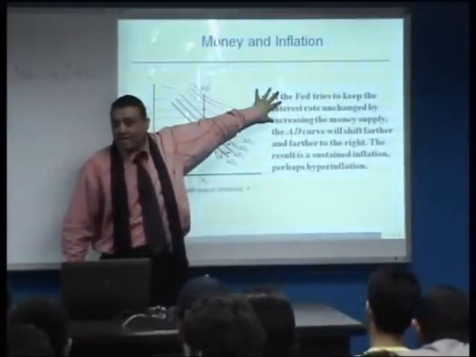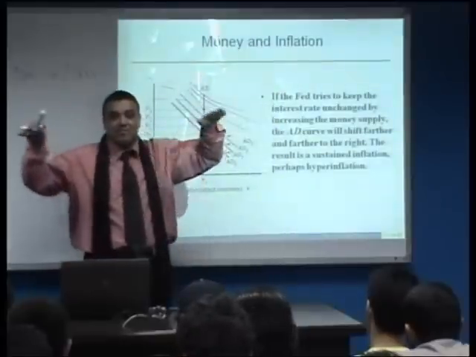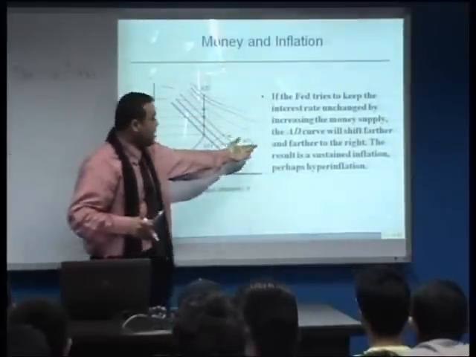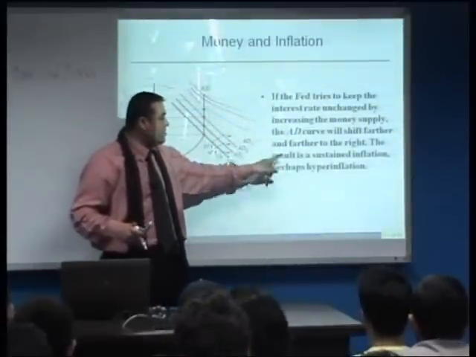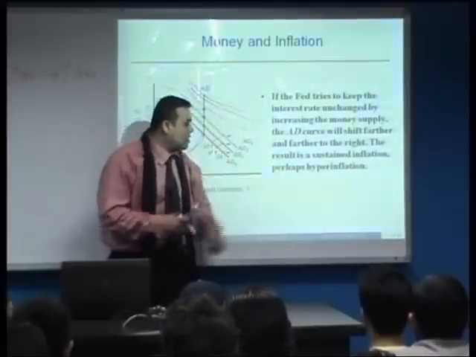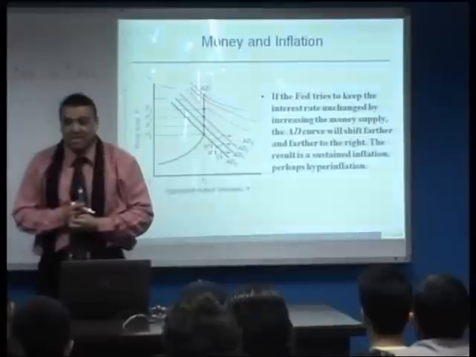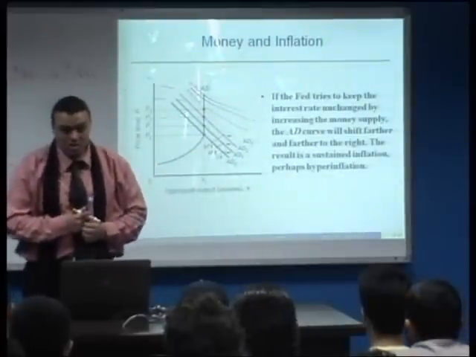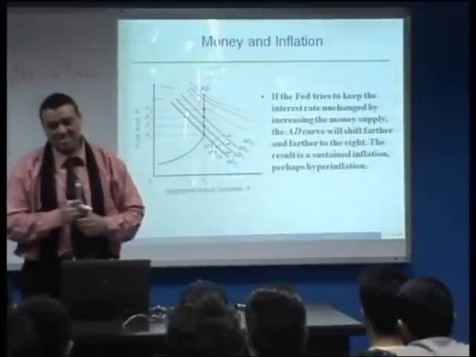So as you see, if the Fed tries to keep the interest rate unchanged by increasing the money supply، هذا التحليل اللي عملناه، لقيت انهم بدهم يثبتوا سعر الفائدة by increasing the money supply, the aggregate demand curve will shift farther and farther to the right. The result would be a sustained inflation, اللي هو sustained inflation or hyperinflation.